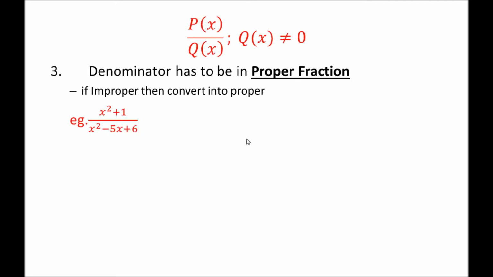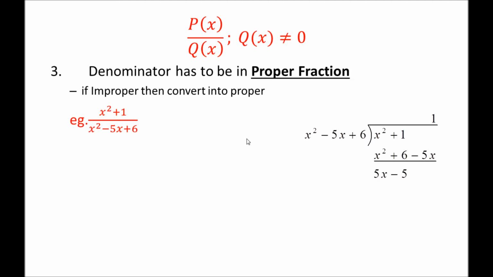Let us take an example. For example, (x squared plus 1) upon (x squared minus 5x plus 6). In this case, the degree of the numerator is equal to the degree of the denominator. Now, what will we do? We will divide the numerator by the denominator by long division, which I have shown in this slide.